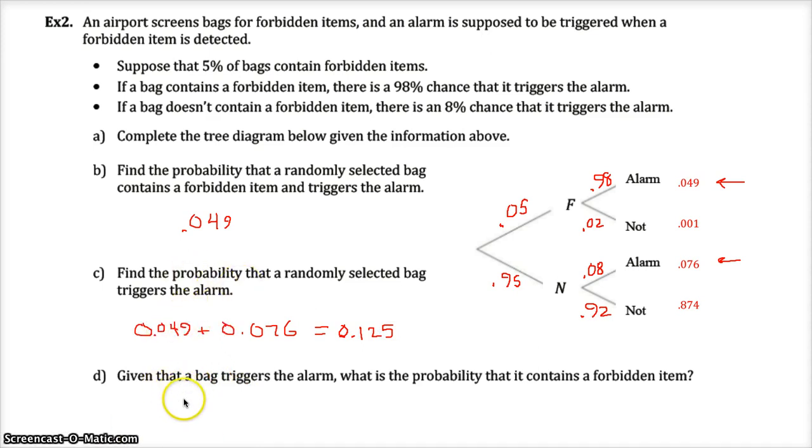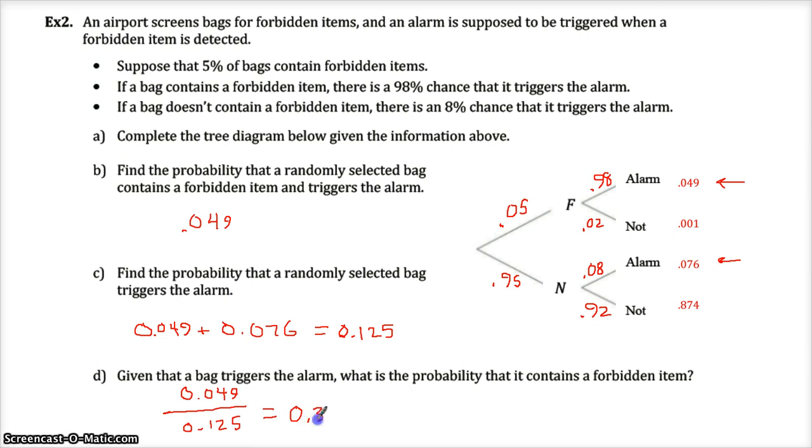And yeah, we do this in AP Stats all the time. So given that it triggers the alarm, so out of these two possibilities, what's the probability that it contains a forbidden item, which is this one? Like, what's the probability it's this one out of these two? In other words, what's the probability it's from the 0.049, the correct positive ones, out of all the positive identifications? And so that's kind of an interesting probability to know about. Let me calculate that. This is 0.392.